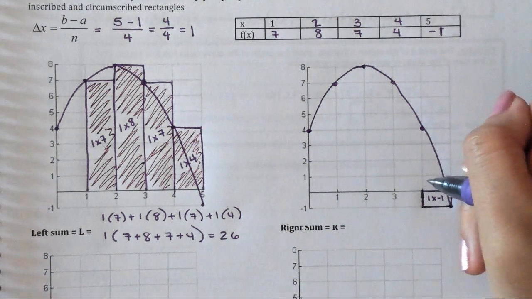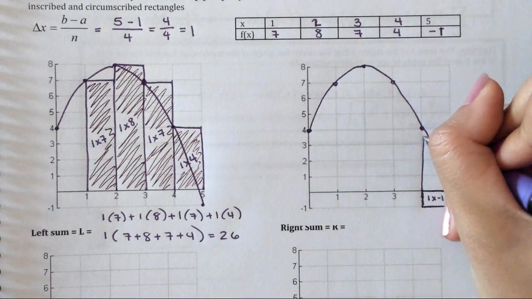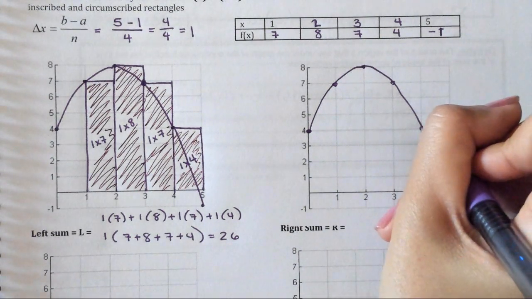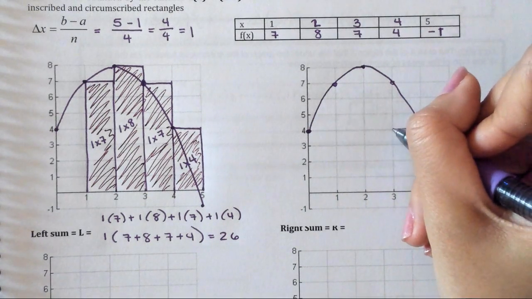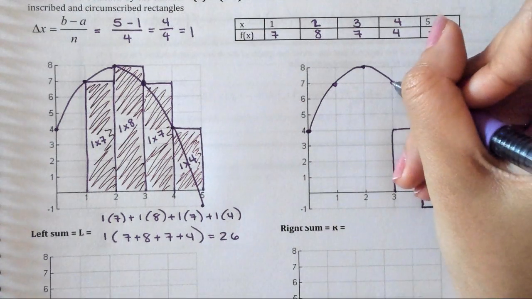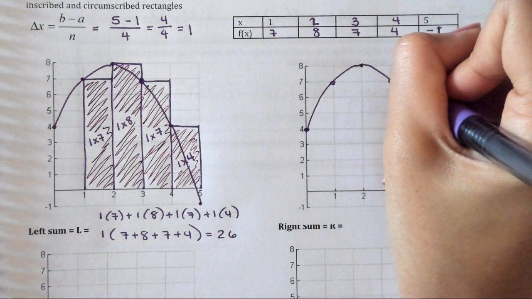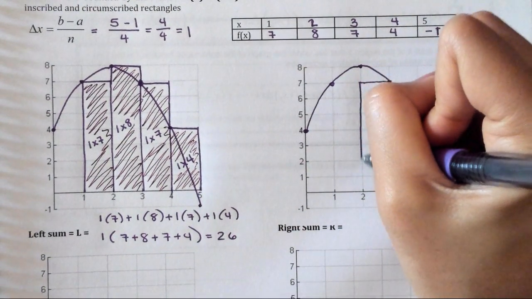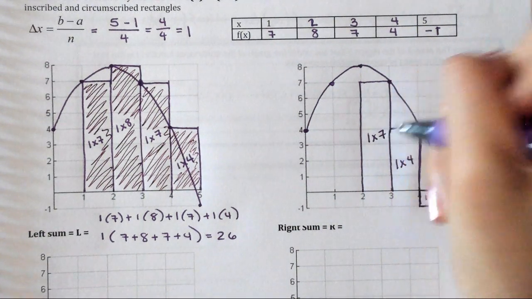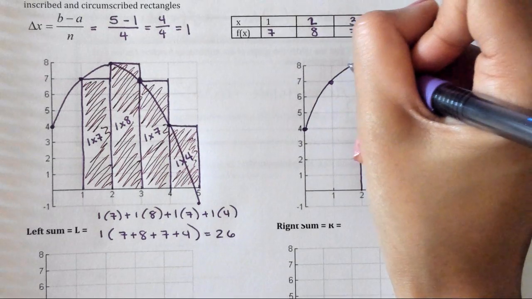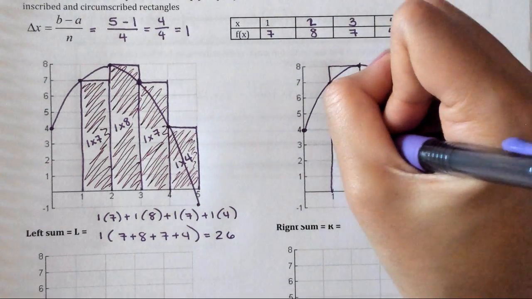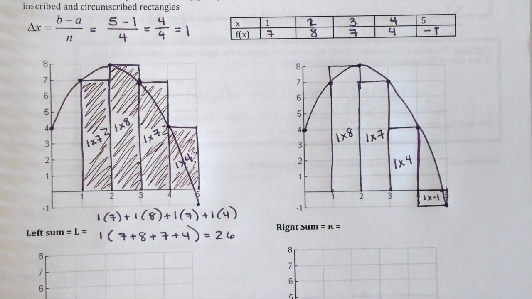And then my interval for this one, notice that it's under the x-axis, and when it's under the x-axis, it's going to be a negative number. So this is going to be 1 times 4. This one coming from the right will be 1 times 7. Going this way, and then I stopped at 1, so it's 1 times 8, and then that's it.